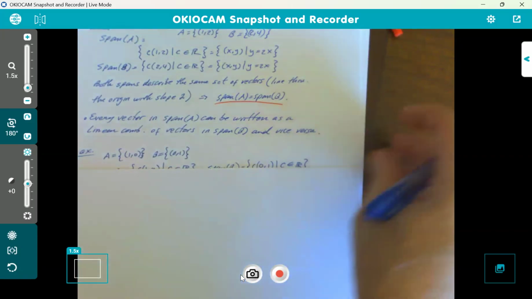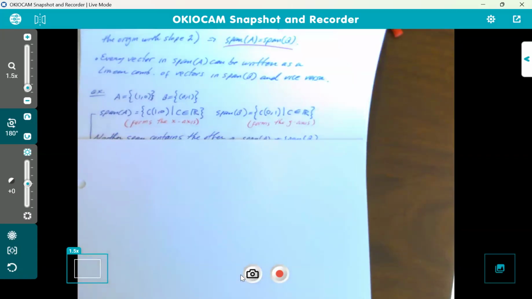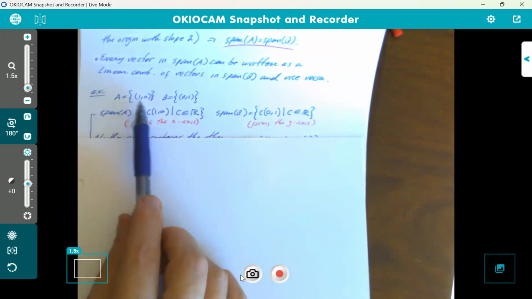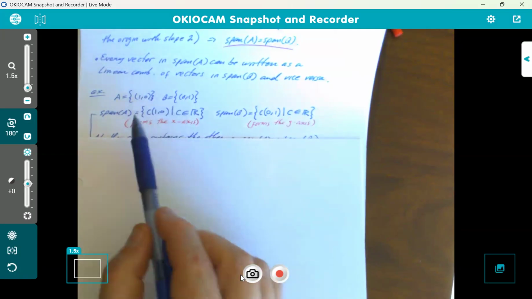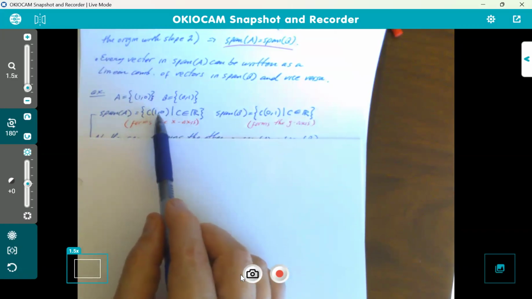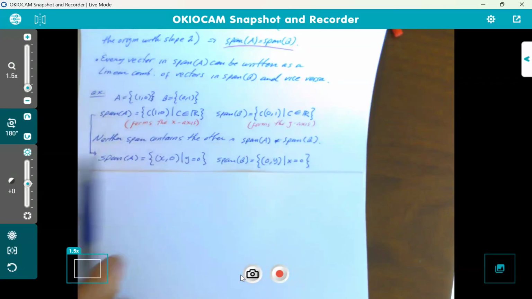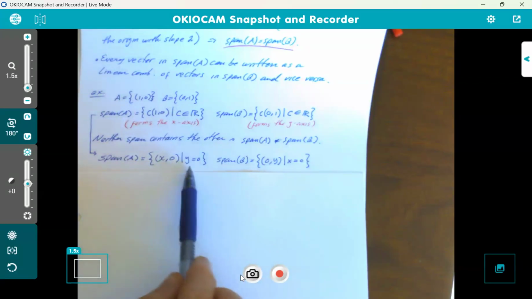Now, here I made up another example. So you have a simple set. Set A has a vector (1, 0), B has (0, 1). Again, span of A would be all scalar multiples of this one. And this actually forms the x-axis, right? Because you have a constant multiple of x, and y is always 0. I'll give you the equivalent to this. So this expression is equivalent to that. See, that's y equals 0, which is the x-axis.